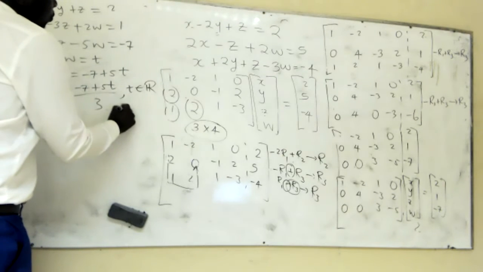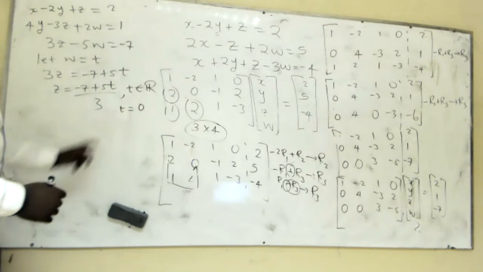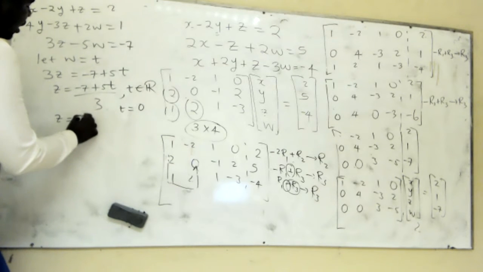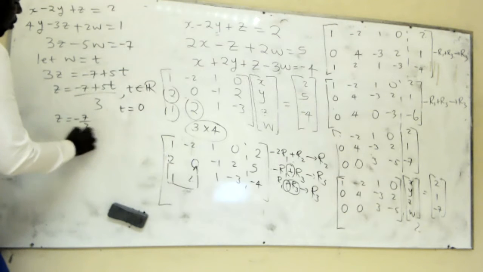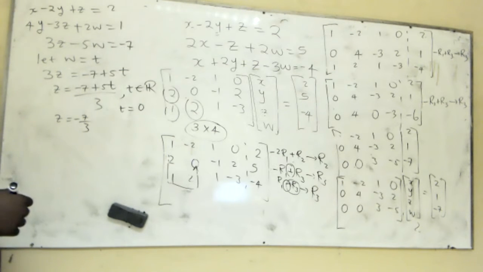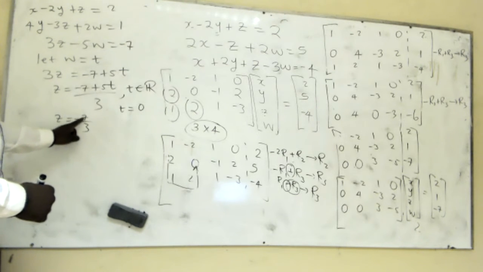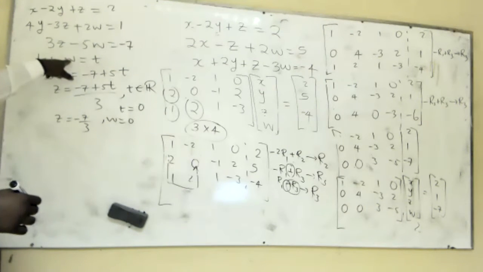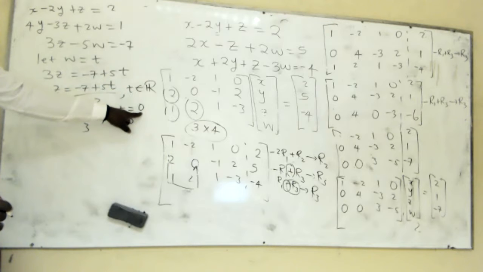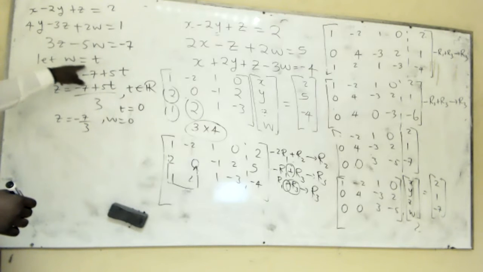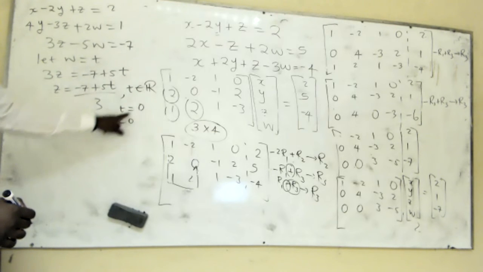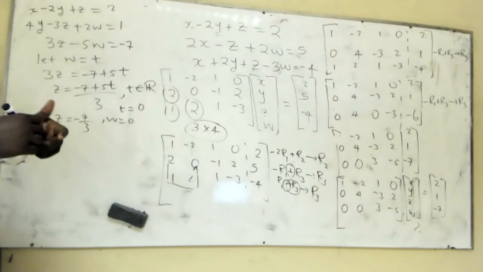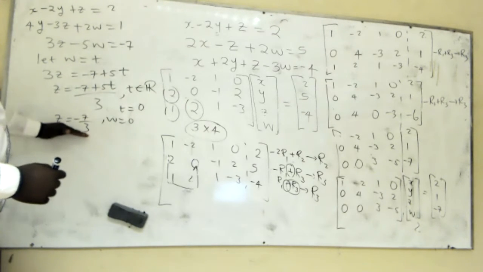So now let's choose t equal to 0 in this case. If we choose t equal to 0, we're going to have z equal to negative 7 over 3, and w equal to 0 because we fixed w to be equal to t, of which t is equal to 0. Therefore, w will be 0 and z will be negative 7 over 3. So I would like to find out if you are with me up to here.